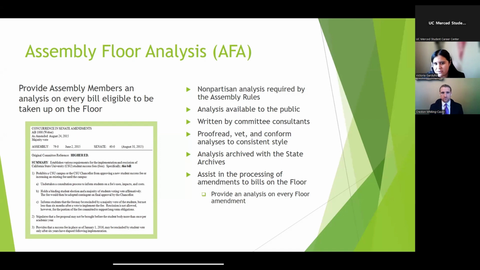And so we do not write the analysis ourselves. The committee consultants provide it to us, and then we proofread, vet, and we conform the analysis to a consistent style so that all the analyses look very similar, in that you know where to find the information, whether it's a summary or arguments in opposition or support. Every single analysis, you'll know where to locate that information. So like I said, we provide this analysis on every bill eligible to be taken up on the floor.